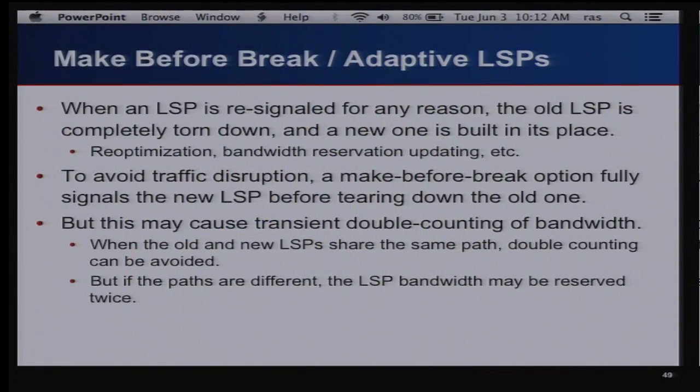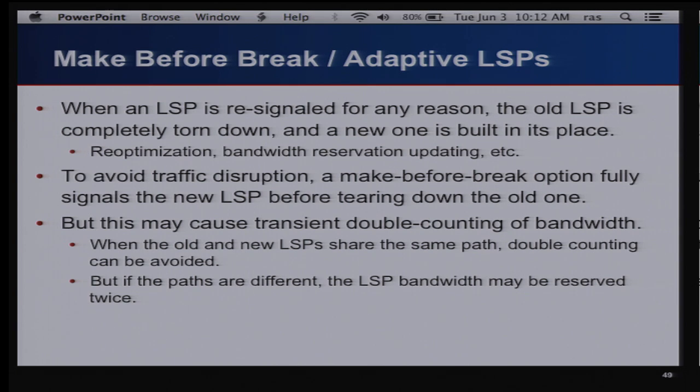So make before break, I talked about it earlier, but that's when the LSP is re-signaled for any reason. The old LSP is torn down and a new one's built in its place. And if you do it by default, if you don't turn on your make before break or your adaptive LSPs, this is a disruptive process. So it turns out even updating a bandwidth reservation requires a new LSP. You can't just say, hey, I have this LSP, it's in place, everything's happy hunky-dory, but I just want to change it from 5 gigs to 6 gigs.